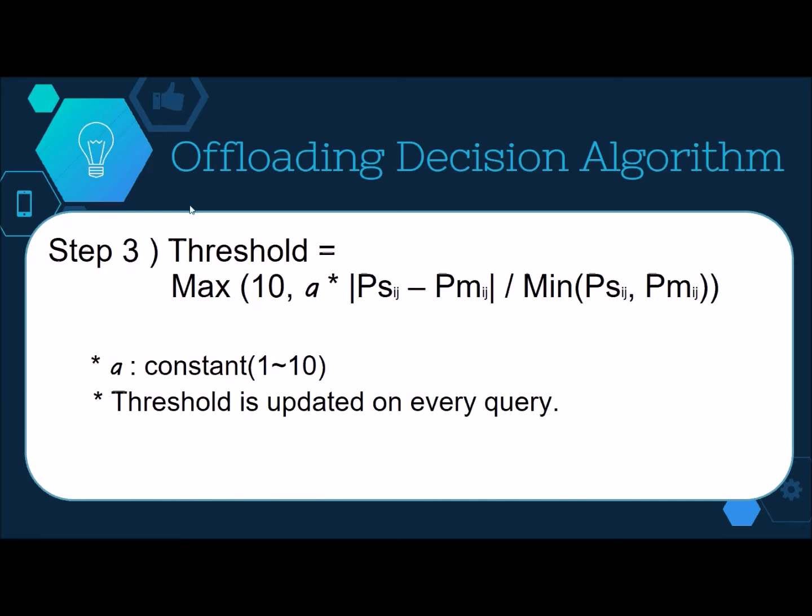So how do we set a threshold? We actually use the profiled information for both the server side and the mobile side, and we use this formula to decide the threshold. So let me do our demo.